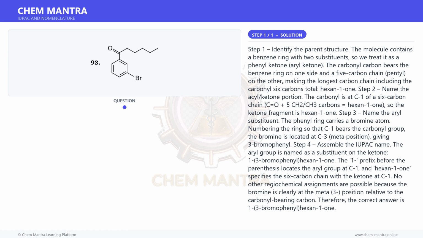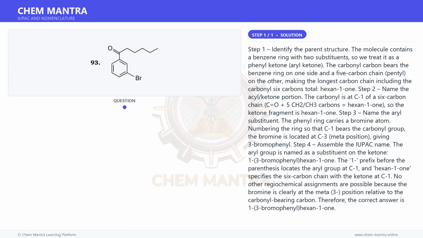Step 2. Name the acyl ketone portion. The carbonyl is at C1 of a 6-carbon chain. C=O plus 5 carbons, CH2 to CH3, equals hexan-1-one, so the ketone fragment is hexan-1-one.